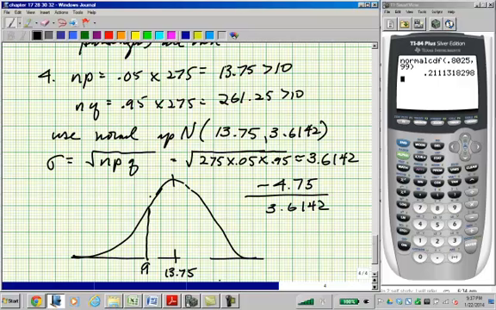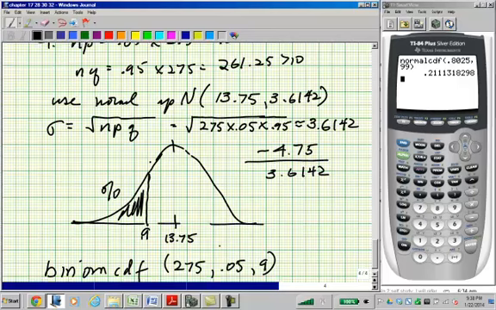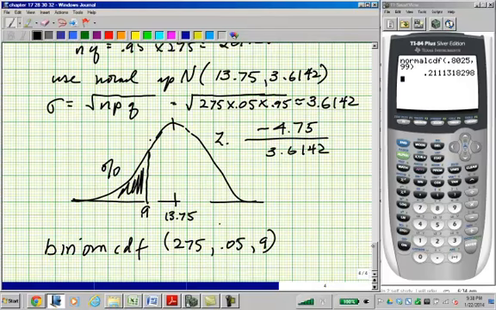Now, if the no-shows are 9 or less, then the plane is overbooked, and that's the question that's being asked. What's the probability that the airline will not have enough seats? You won't have enough seats if the no-shows are 9 or less. Okay, so the z-score is going to equal 9 minus 13.75. That's negative 4.75 divided by the standard deviation of 3.6142. Okay, so let's see what that is.